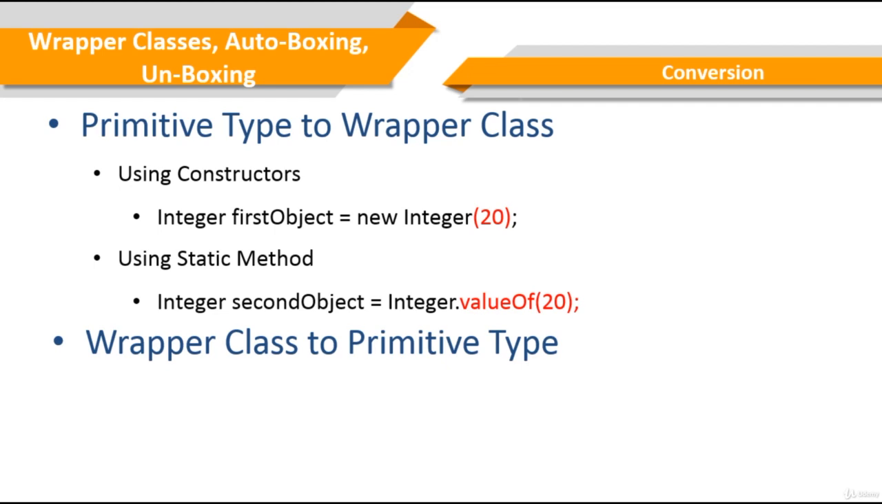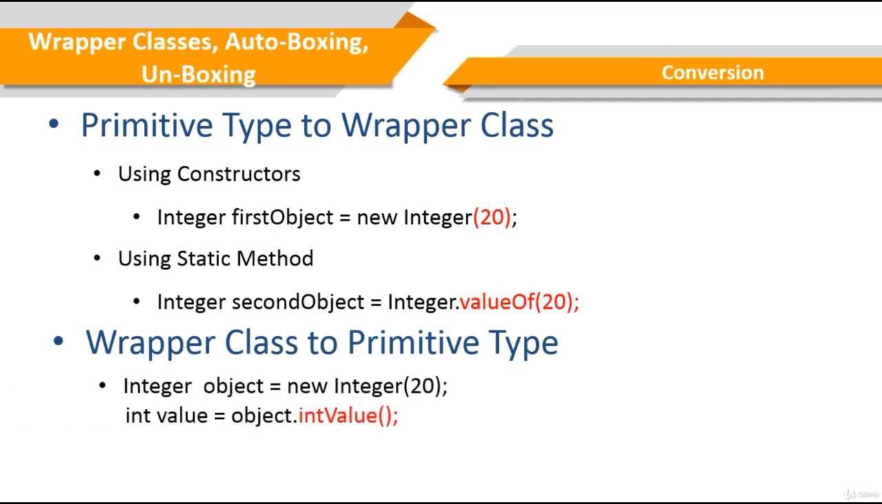The second type, we use a way to convert wrapper class into a primitive type. So we can use the corresponding methods to get the primitive type. For example, intValue, doubleValue, shortValue methods. And there's some others.